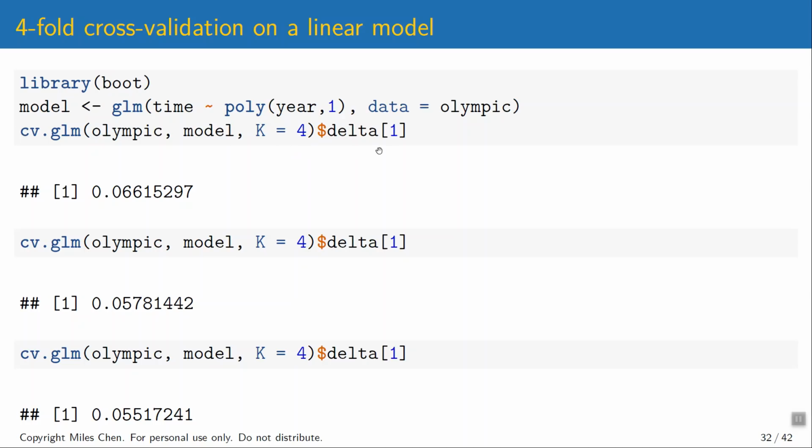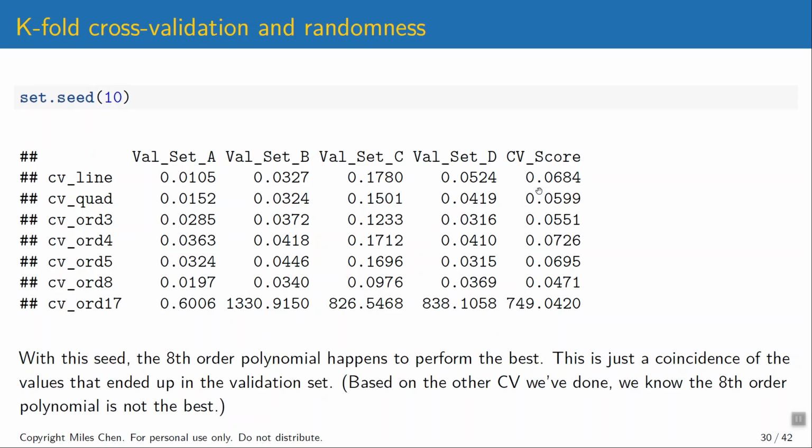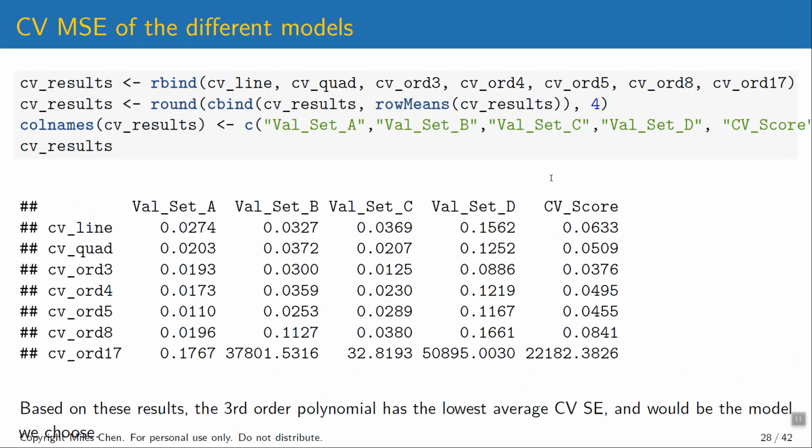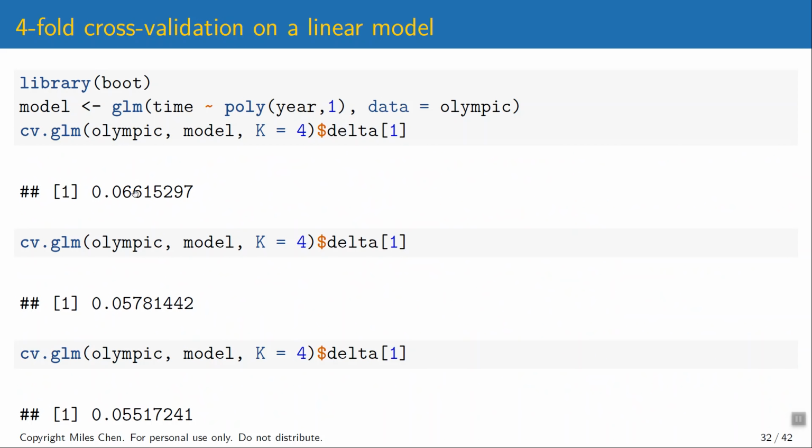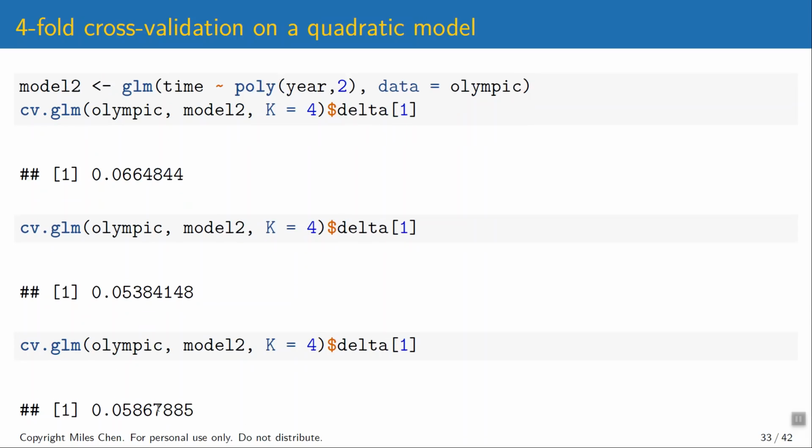So I just do cv.glm with the full data set, give it the model, and say k equals 4, and here's the cross-validation score. Every single time I run it, I get something a little bit different. They're not wildly different, but there's enough variation. They are at least on the order of what we saw before: something like 0.06, 0.068, 0.0627, 0.0633, and then 0.066, 0.0578, 0.055. So at least a similar order of magnitude.